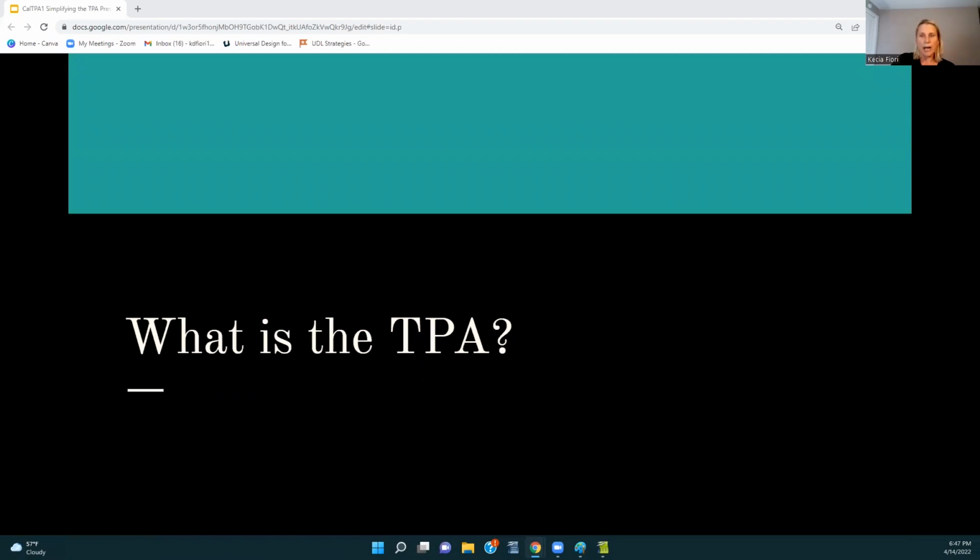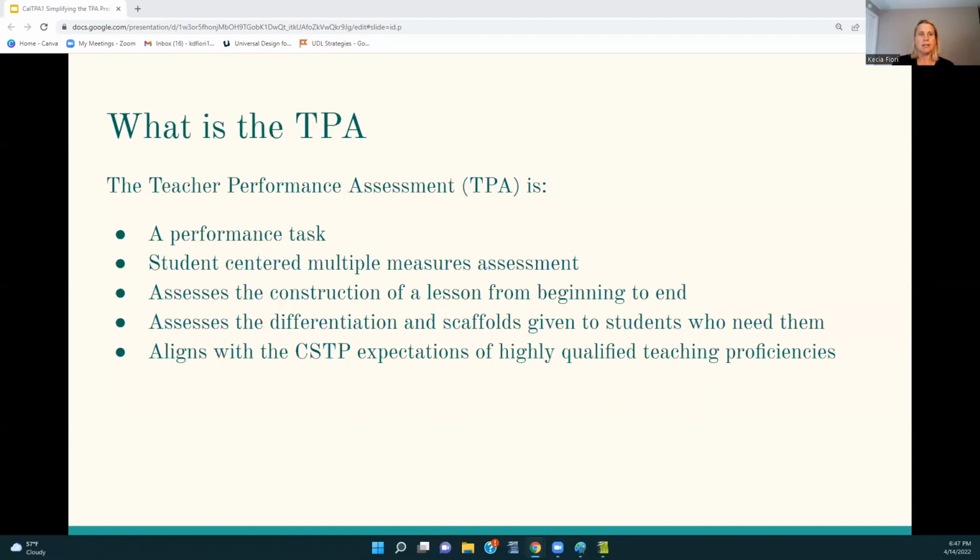So why do we have a TPA? What is it? It's a teacher performance assessment. And the idea of the TPA is to have a performance task that is more than just content-based. We've all had teachers who know a lot about stuff, but have a really difficult time expressing themselves and teaching it to students and getting us engaged in the learning.